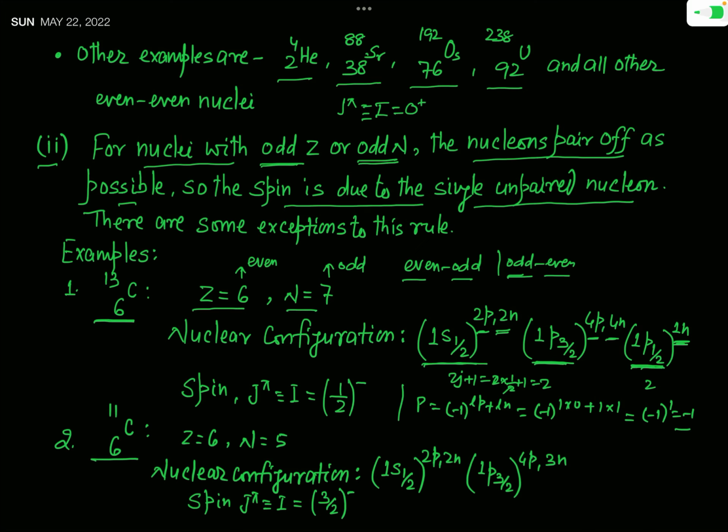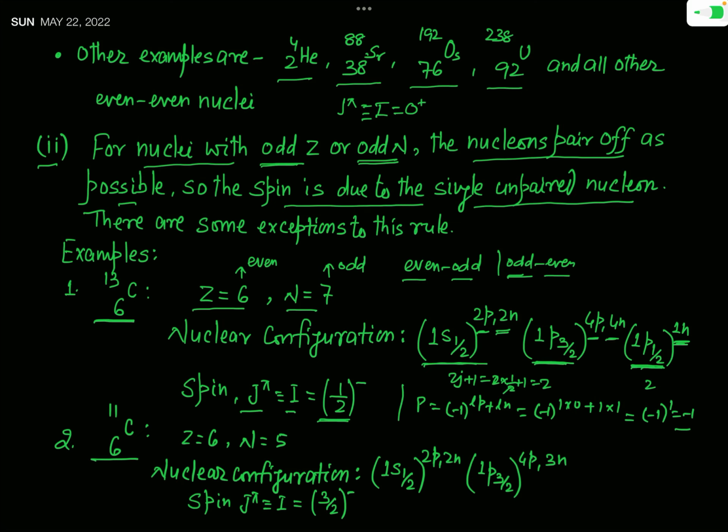So the ground state spin, which we have denoted by the symbol J pi or I, will be simply equal to 1/2. This is actually the value of J, you can see. And since the parity is odd, that is minus 1, I have written here 1/2 with minus 1 as a superscript. Okay.